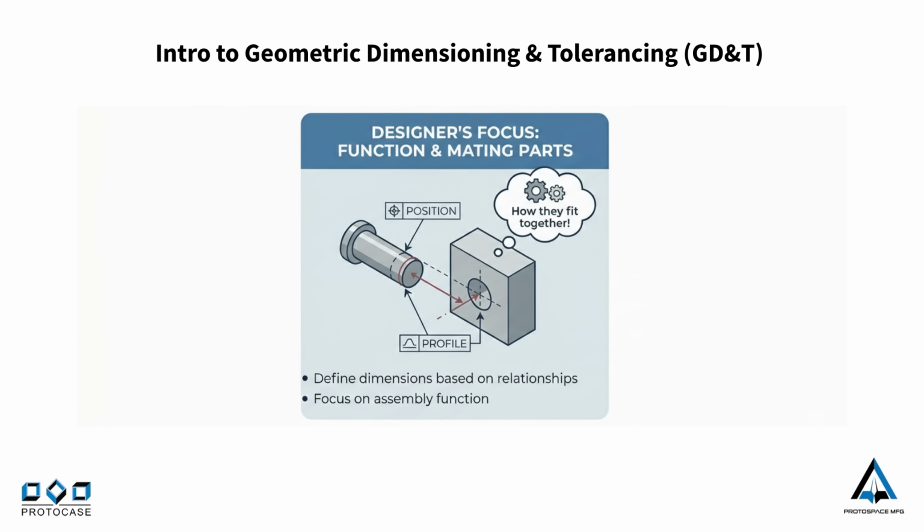GD&T also helps create a more thorough design process. As a designer, you can define dimensions based on how mating parts relate to each other, which keeps the focus on the assembly's function and of course eliminates the guesswork on the shop floor. So a common misconception about GD&T is that it tightens tolerances and makes parts harder to manufacture. In reality though, it often provides more tolerance.